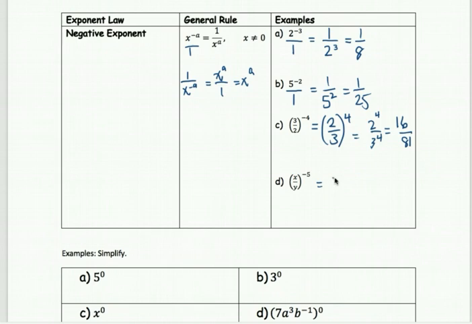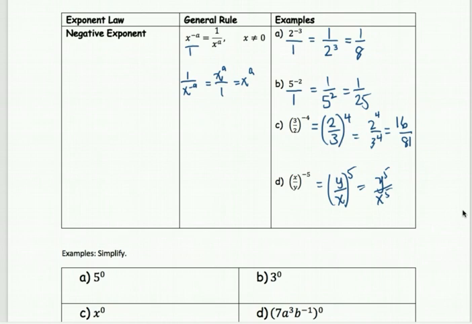Same with this one. Let's flip it. So we'll bring the y up to the top, the x to the bottom, and that will correct the negative 5 to make it positive. And then we're just going to put that exponent in. So y gets to the 5 and x goes to the 5 like that.